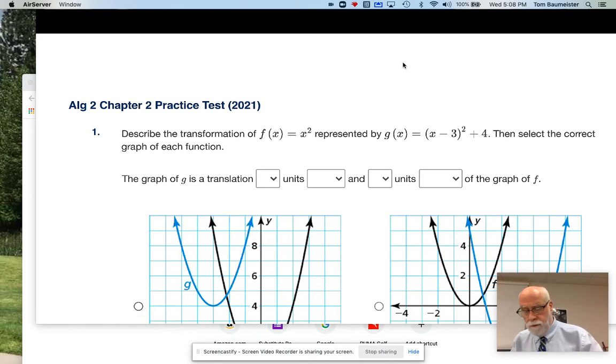So remember, it's going to be the opposite of this one. It's going to be the same as this one for the vertex. So your vertex on this one here would be at 3 and 4. All right, we're looking at this. That's our original one at the origin. So remember, if we're looking at this, I'm going to say it's 3 right, because the negative will move it right, and it goes 4 up.